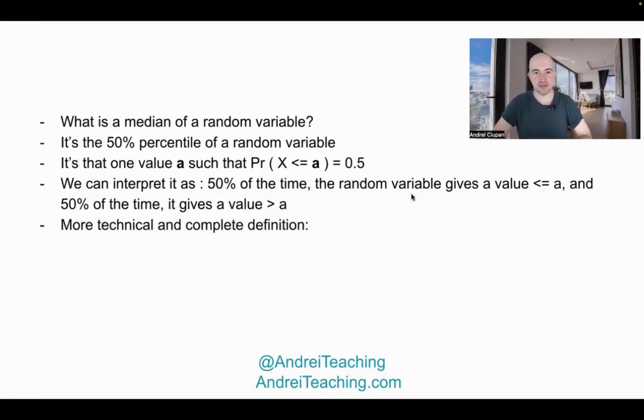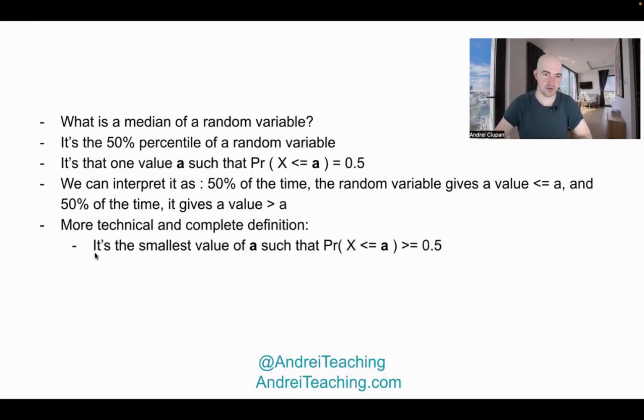Okay, there's a more technical and complete definition. This is what it is. It's the smallest value of a, such that the probability of getting something less than or equal to it is bigger than or equal to 0.5. You can think about this for a second, and think about where this definition is better than the previous definition. But this is basically the complete definition. In practice, we're going to see that it's quite clear how we define the median. Yeah, we're going to see this in a moment.